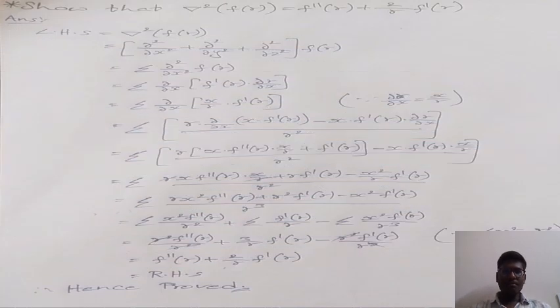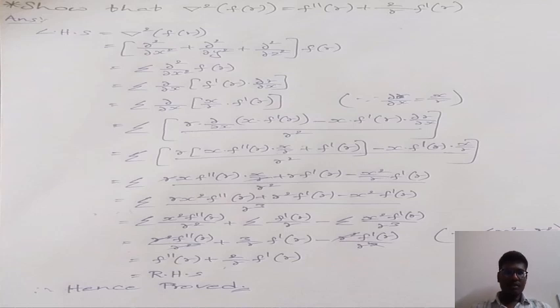Here is one of the examples. Show that del squared of f(r) is equal to f double dash of r plus 2 by r into f dash of r. We need to prove the LHS is equal to RHS. Let us see LHS. Del squared of f(r). Del squared means ∂²/∂x² plus ∂²/∂y² plus ∂²/∂z², whole of f(r).